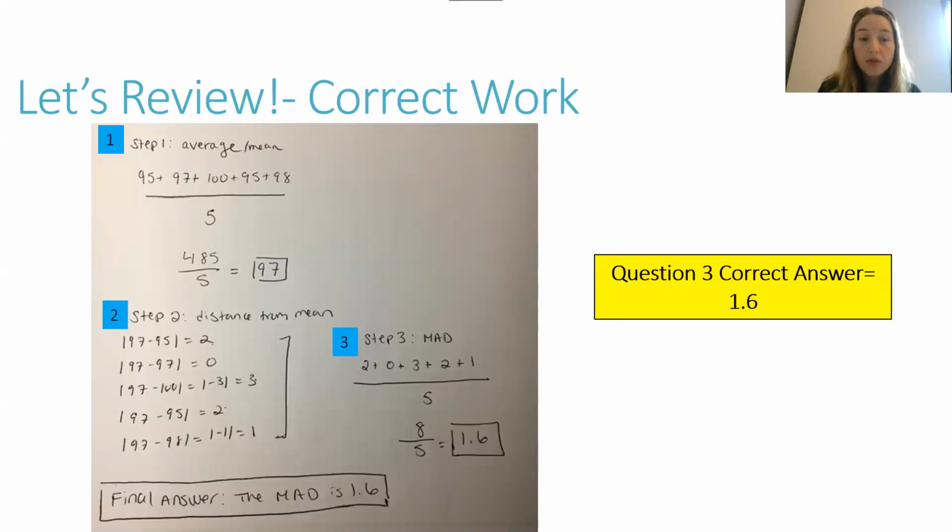Step 2, you're finding the distance of every data point from that mean, right? So you notice I started with 97 every single time and took the absolute value of the difference between that average and each data point. You should have gotten for your distances 2, 0, 3, 2, and 1. Then when you add those all up in step 3 and divide by 5, you get a final answer of 1 and 6/10.